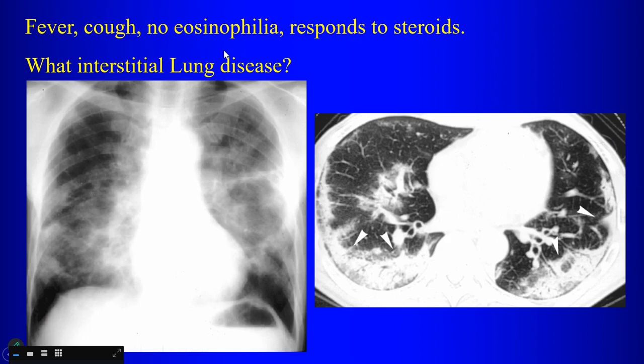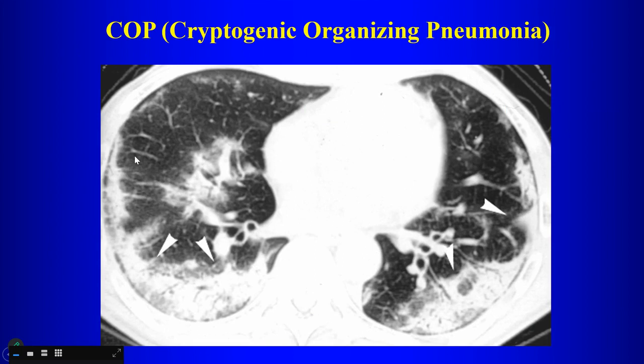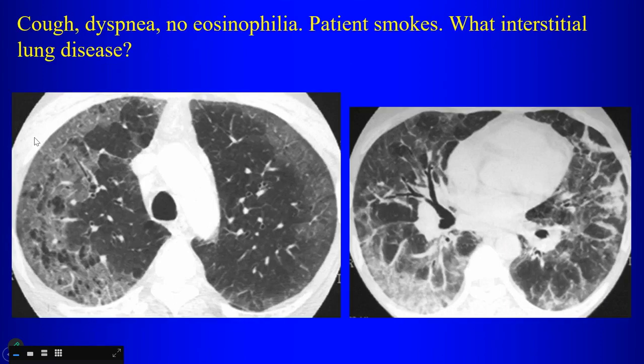This patient has fever, cough, no eosinophilia. The patient got better with steroids. Which of the interstitial lung diseases gives you peripheral consolidations like that? Organizing pneumonia. Yeah, so this is organizing pneumonia, and if it's idiopathic, it's called cryptogenic organizing pneumonia, right? That is the idiopathic interstitial lung disease characterized by peripheral consolidations. Although organizing pneumonia from any cause, connective tissue disease, any kind of lung damage, can also give you peripheral consolidation. So it's always something to consider if you have peripheral consolidations.